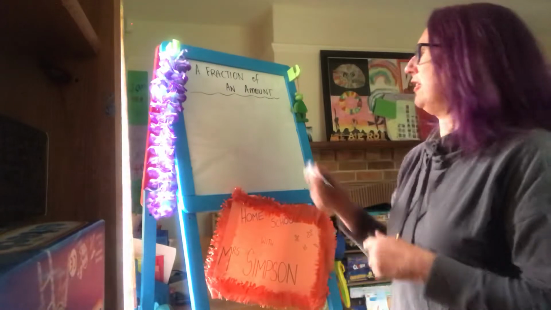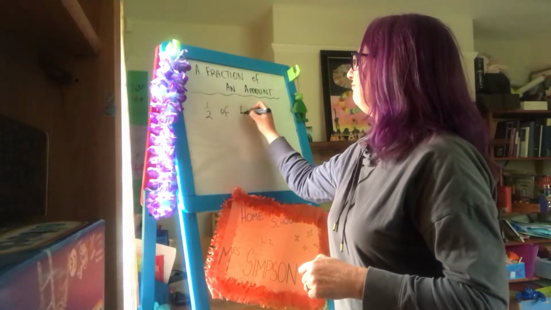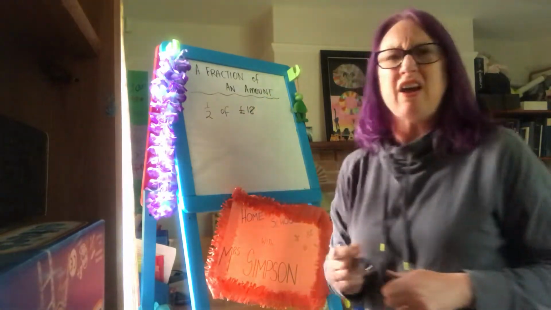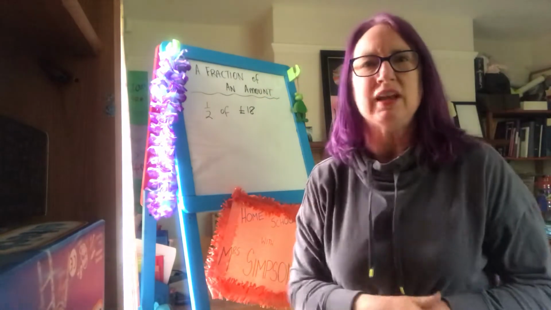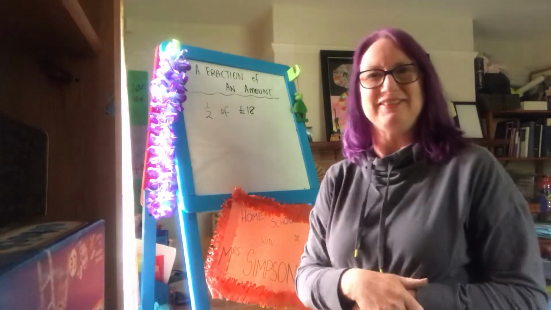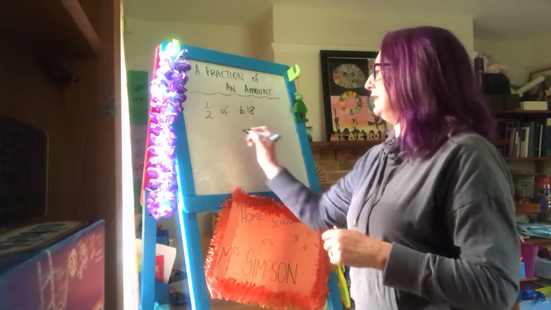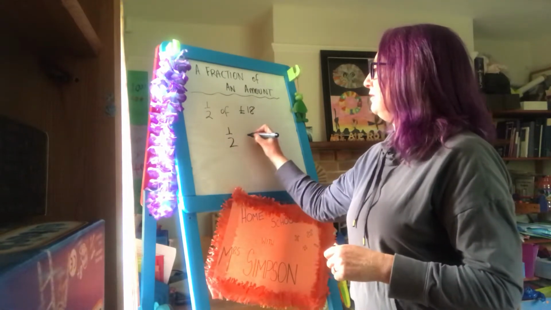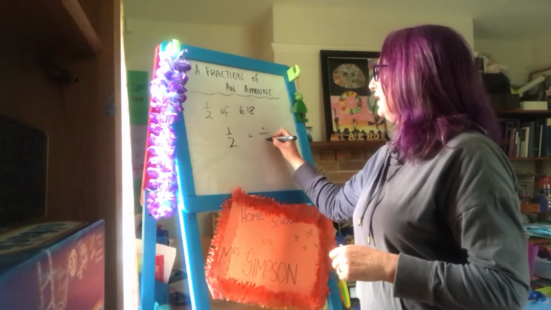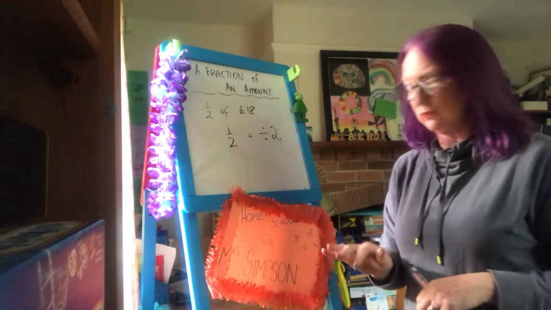If you're looking to find a half of £18, I am sure that you could do that in your head. Got the answer? £9? Yes, you did. And that's because you know that one half means divide by 2. Now, that's the same with every single fraction.